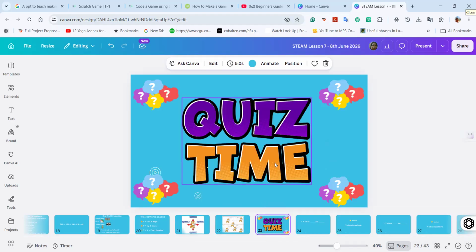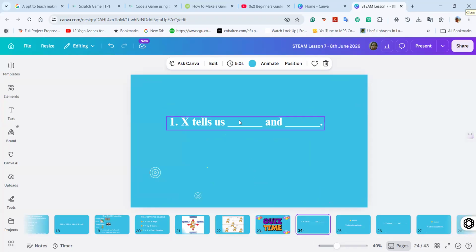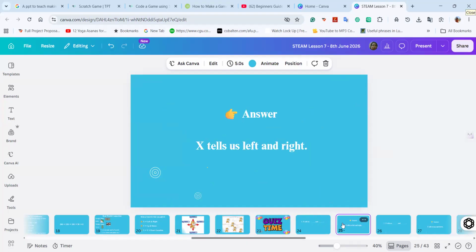We want quiz time. Quiz time. Ready to write the answers? Are you all ready for your quiz? What have we learned? Yes or no, Ivan? Yes. Let's see how much. X tells us dash and dash. Left and right. Good, Fahima. So the answer is left and right. Good. Next one.